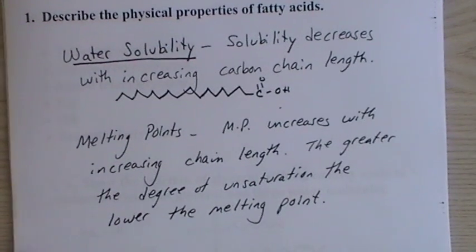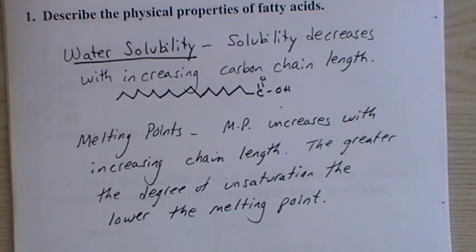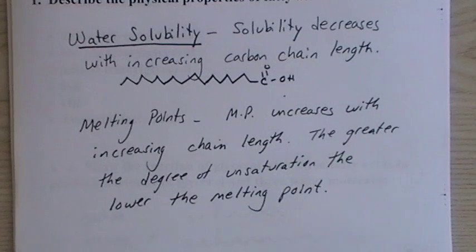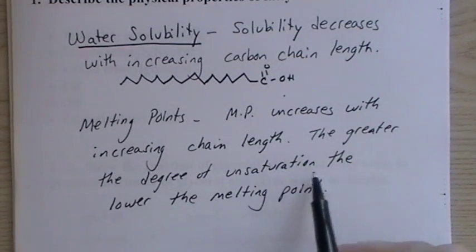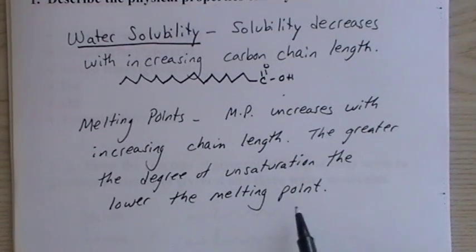Melting points. Melting point increases with increasing chain length, as we'd expect. As the molecule gets larger, it should take more energy to get it to go into the gas phase. The greater the degree of unsaturation, the lower the melting point.